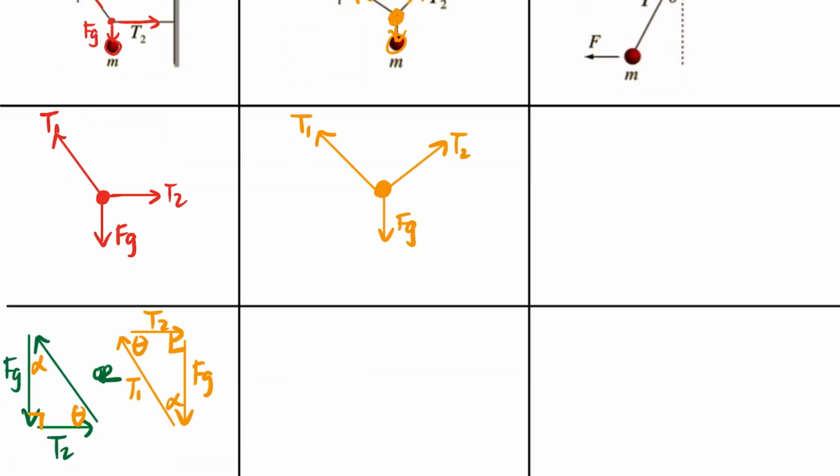For the vector diagram, we'll start with T1. This will be T1, and then we will have the gravitational force going down, which is going to be a little bit longer. That's the gravitational force. And then T2 is going that way. It forms a 90 degree angle there, and this will be alpha, and this will be theta. Or alternatively, we'll start with T2, and then the gravitational force.